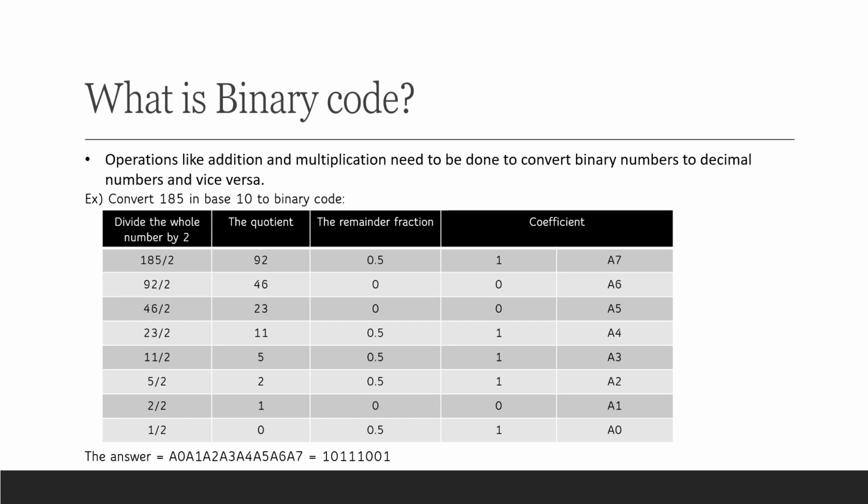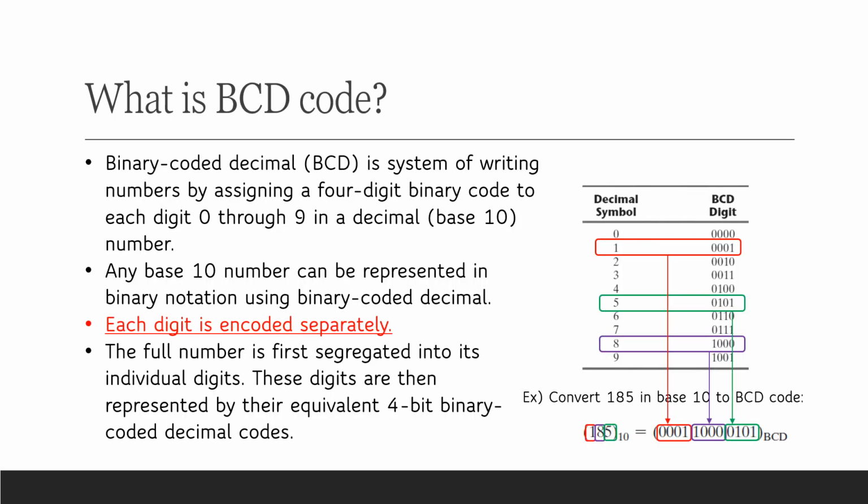coded decimal, or BCD. Now, binary coded decimal is a system of writing numbers by assigning a 4-digit binary code to each digit 0 through 9 in a decimal base 10 number. Each digit is encoded separately, and the full number is first segregated into its individual digits, and then these digits are represented by their equivalent 4-bit binary coded decimal codes. As we can see here, to convert 185 in base 10 to BCD code, we separate it into 1, 8, and 5, and then we convert 1, 8, and 5 into their BCD digits.